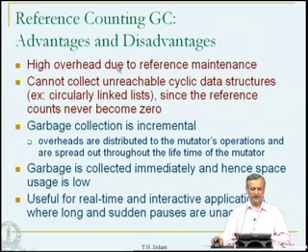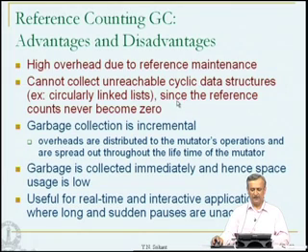What are the advantages and disadvantages of the reference counting type of garbage collector? The red ones are all disadvantages and the blue ones are all advantages. There is a very high overhead due to reference maintenance. For every assignment statement involving pointers, you do a plus plus or minus minus, etc. So, there is a lot of overhead due to reference maintenance. You have to keep manipulating the reference counter, and you cannot collect unreachable cyclic data structures, circularly linked lists.